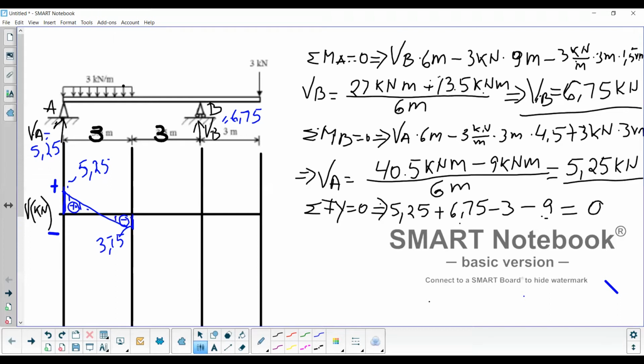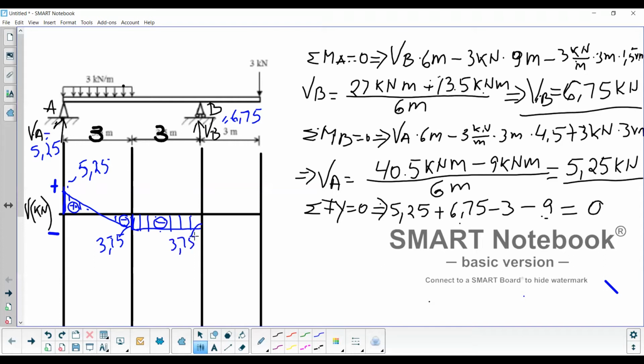And now from here, from 3.75, when I'm looking at the next section, I don't have any loads, which means my diagram will look constant. So we just go ahead and draw a straight line for this section. We are in the negative. And this value is also 3.75.